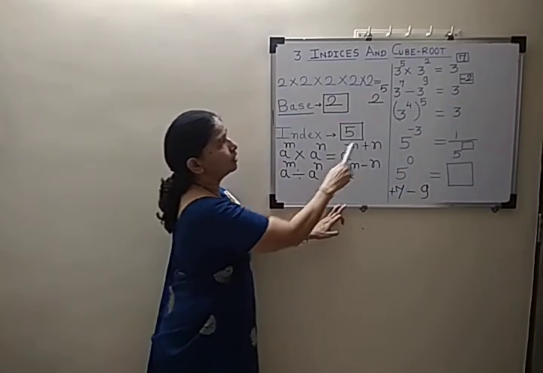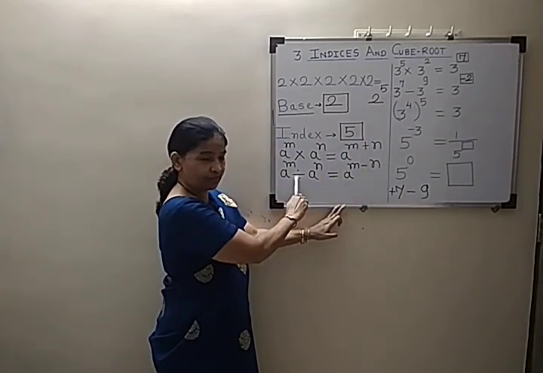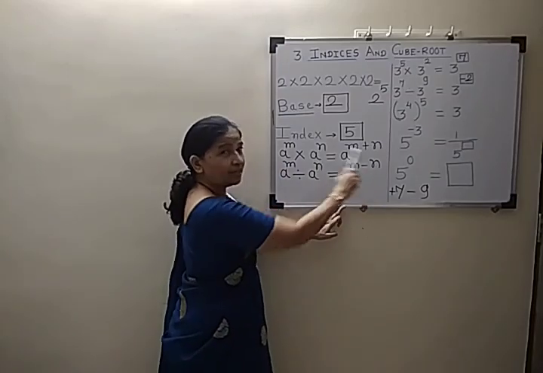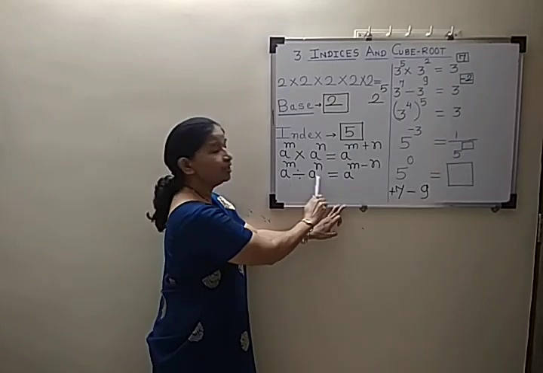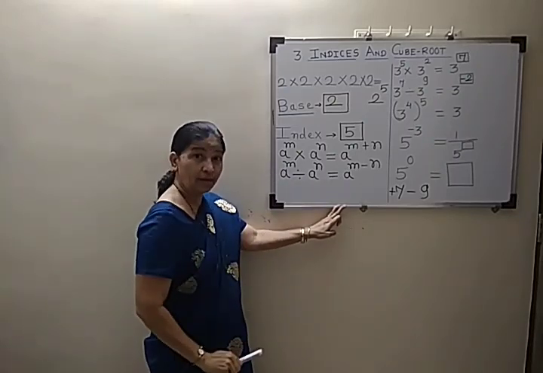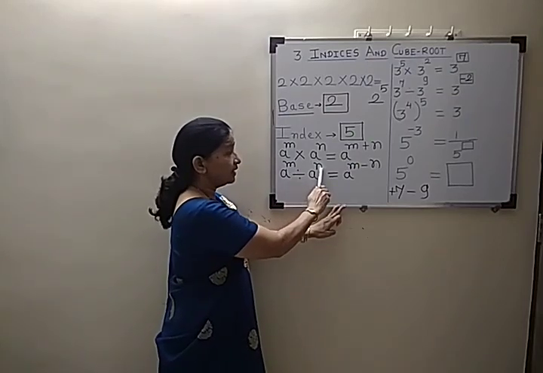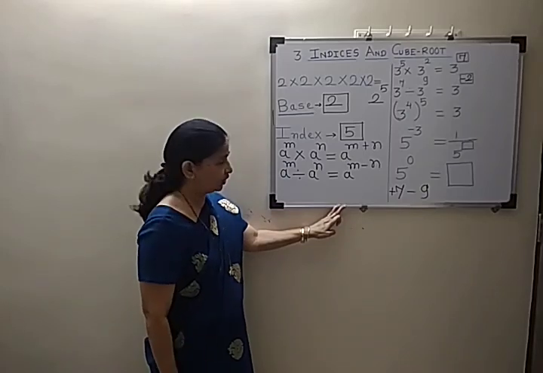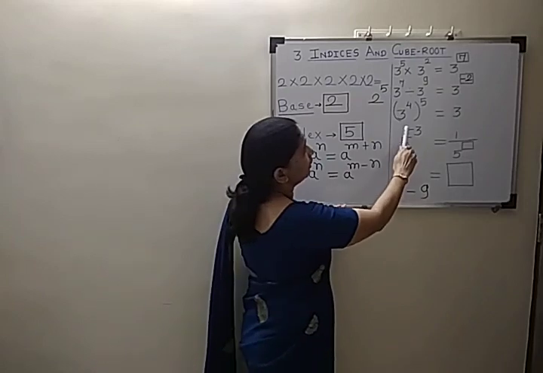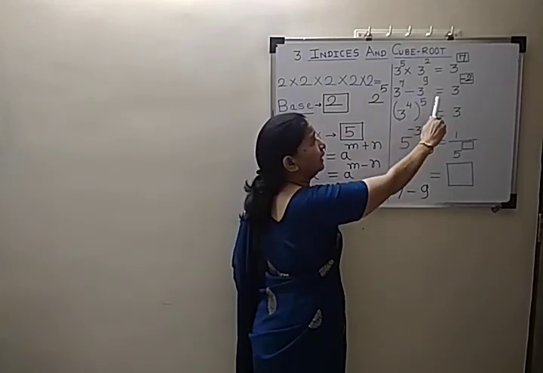Here we followed the rule that a raised to m division sign a raised to n is equal to a raised to m minus n. When base is same and in between division sign is there, that time we have to subtract the indices. Okay. Now next, what to do here? 3 raised to 4 whole bracket raised to 5.